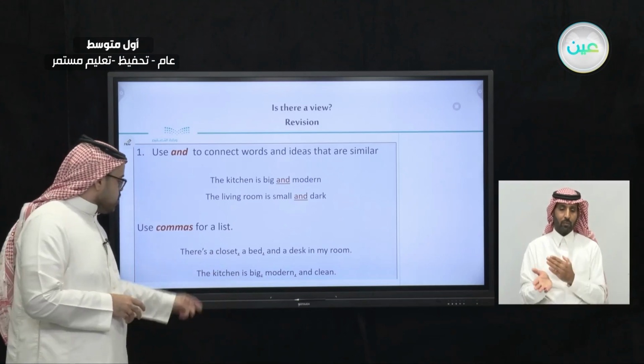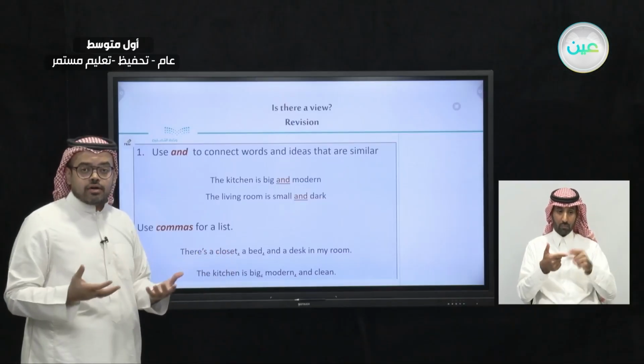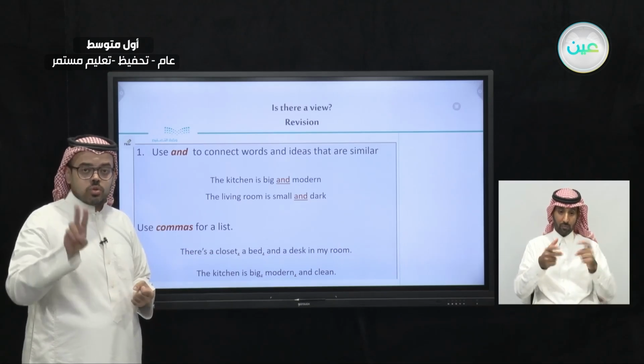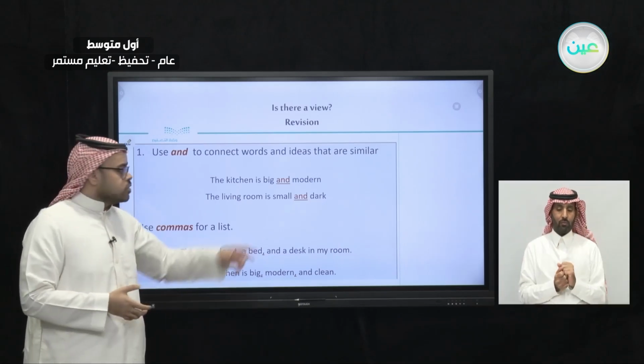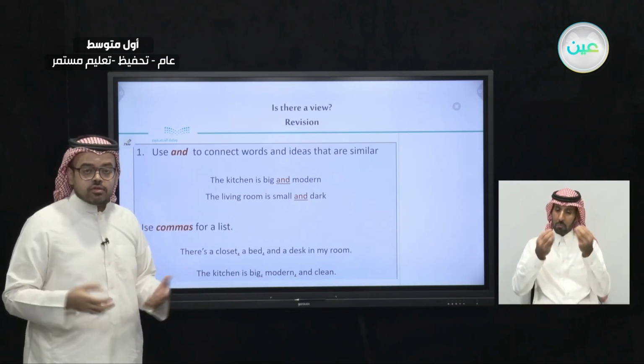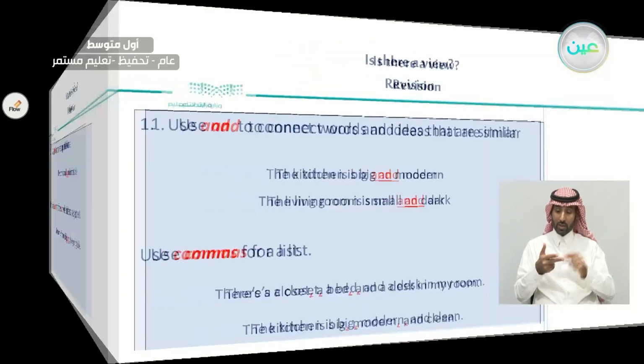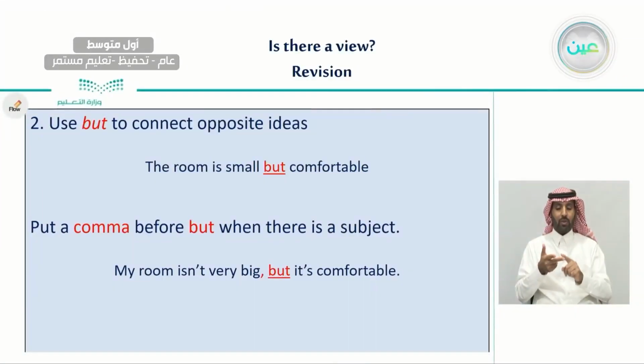Another example is, the kitchen is big, modern, and clean. So this is a list of 3 things that we have written here. If we are talking about 2 adjectives or 2 words and we want to connect them together, we would use and only. But if we have a list of 3 things or more, we would use those commas. We also learned from last time that we use but to connect opposite ideas.